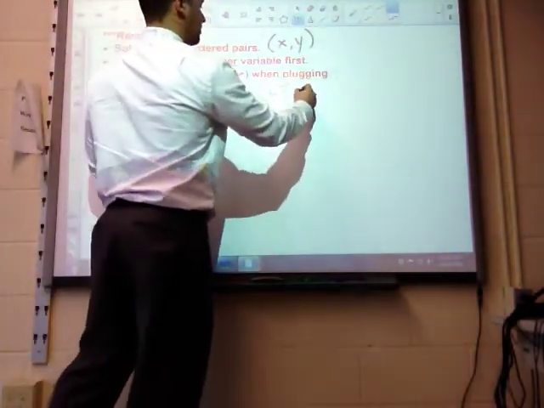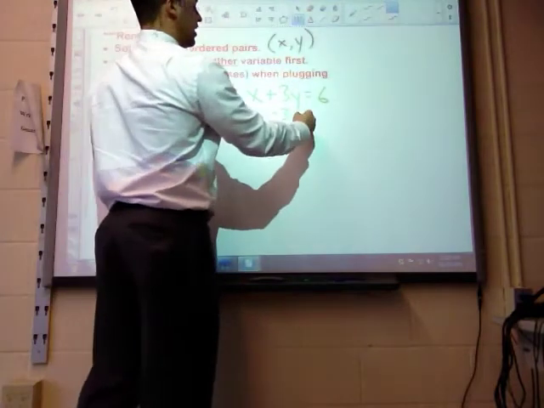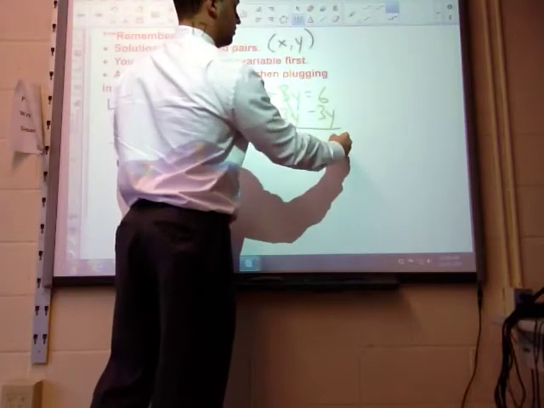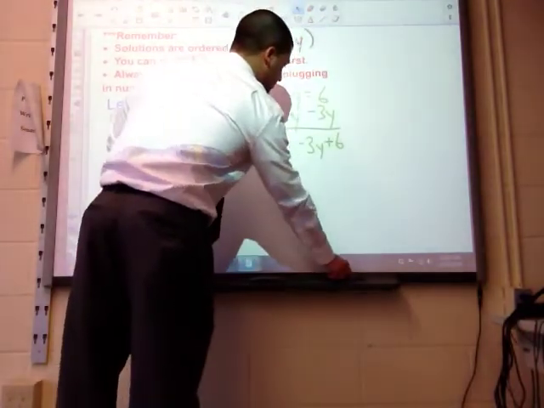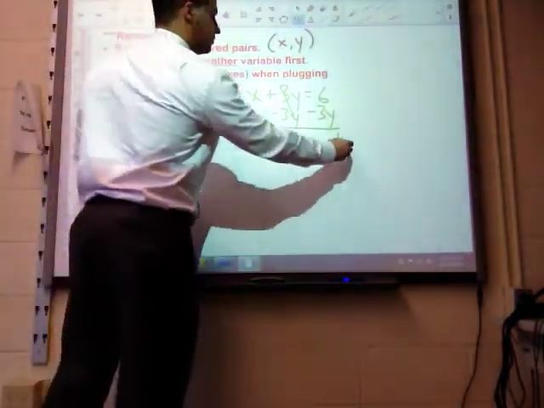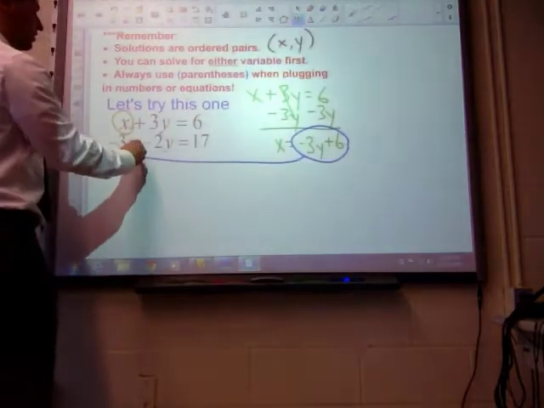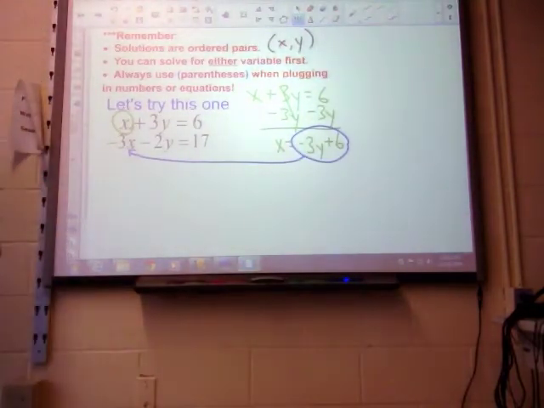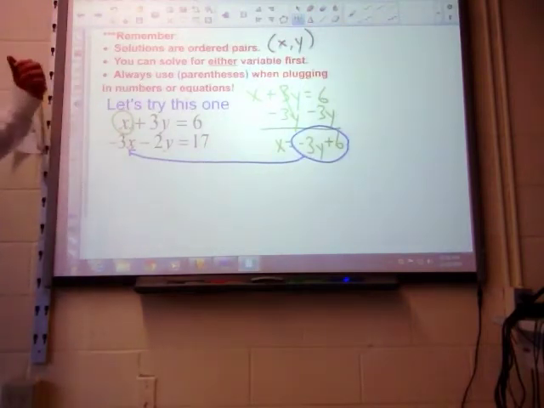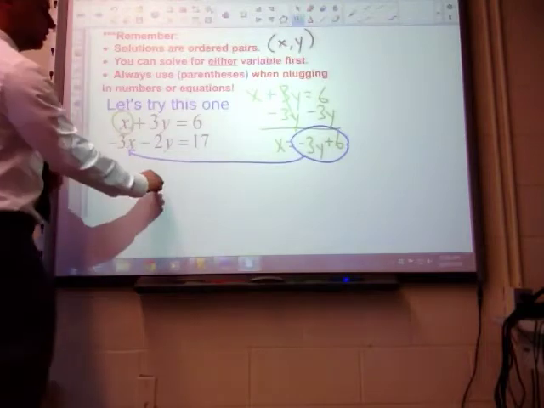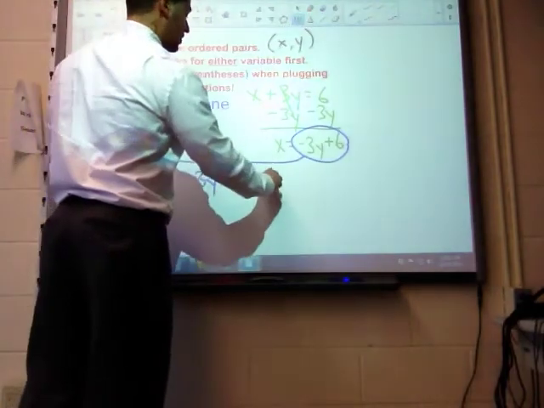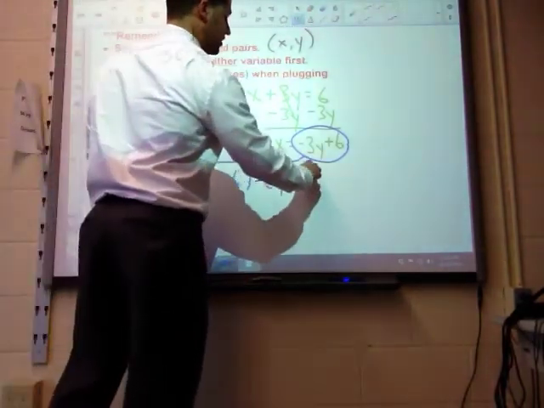X plus 3y equals 6. Subtract 3y from both sides, and all of a sudden you have x alone. x equals negative 3y plus 6. Now that you know what x is, you can take that and plug it into the other equation. So this is what x is equal to. Let's plug it in for x. I know it might be a little bit confusing, but try and watch this a few times to understand what I'm doing over and over again. And if you see the examples, to build some consistency with them. So negative 3 times negative 3y plus 6 minus 2y equals 17.